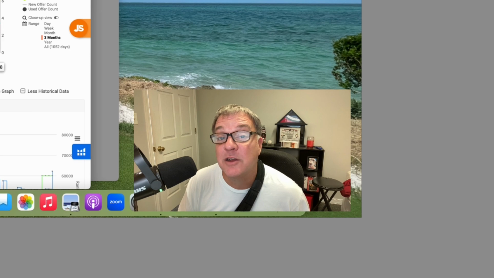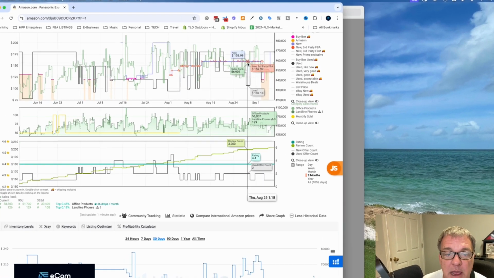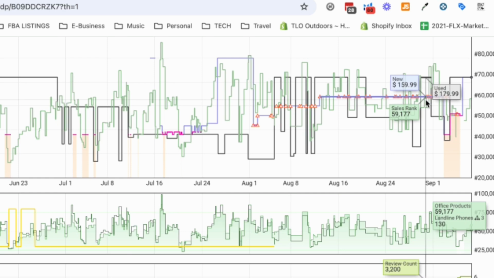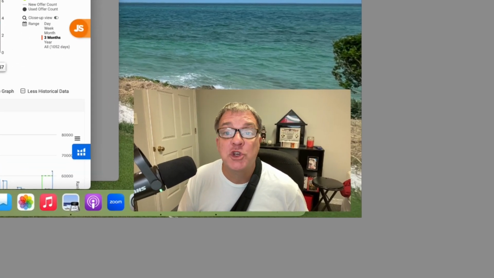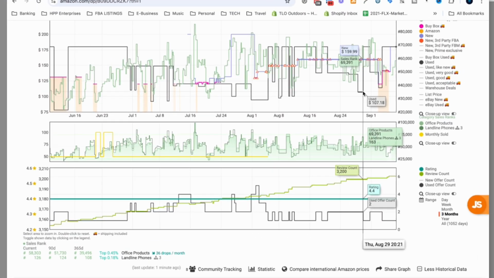I could have raised it to $179.99. Actually, I left money on the table here, all right? All of these are when I've sold a unit at $159.99. So now I want to show you the math on this, okay? So you can kind of see that's how you read a Keepa chart, all right?